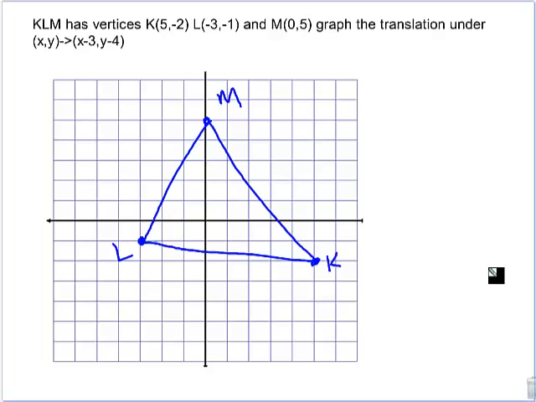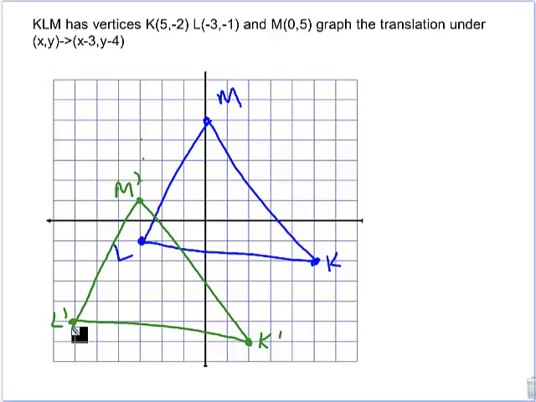So we want the translation to be x minus 3 and y minus 4. So for each point, how should I move each point? Left 3 and down 4, yep. So for M, I'll go to the left 3 and down 1, 2, 3, 4. Put my new M. For L, I'll go left 3 and down 4. Put my new L. Do the same for K. Left 3, down 4. New K. And then plot them. Same exact image, just moved to a different location on the graph. That's a translation. Pretty simple, right?